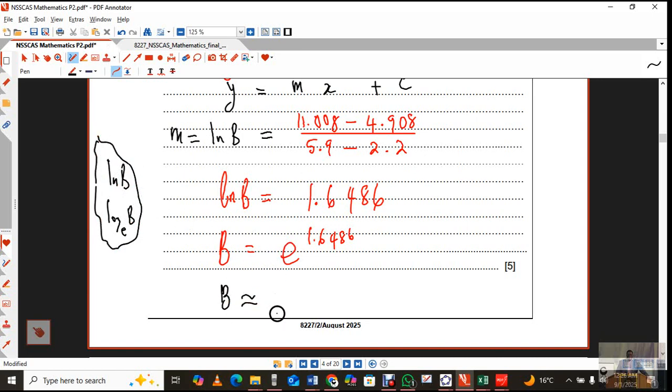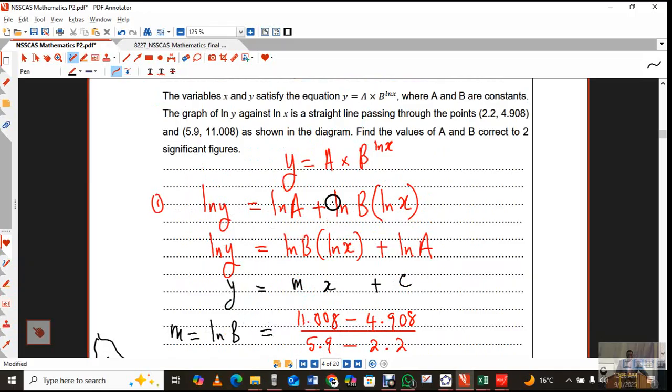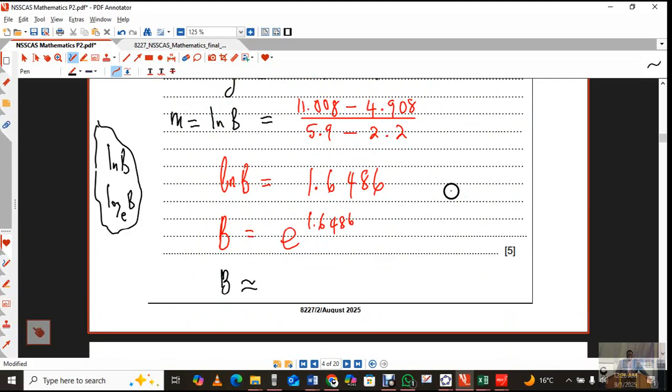They are saying we should give the value of b correct to two significant figures. So the question says a and b should be given to two significant figures. So to two significant figures, that's going to be simply 5.2.